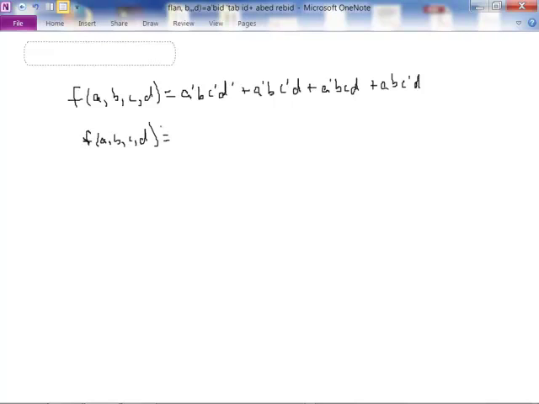F would be equal to a naught, b, c naught, or a naught, b, d, or b, c naught, d. So we've rewritten the function with 9 literals.